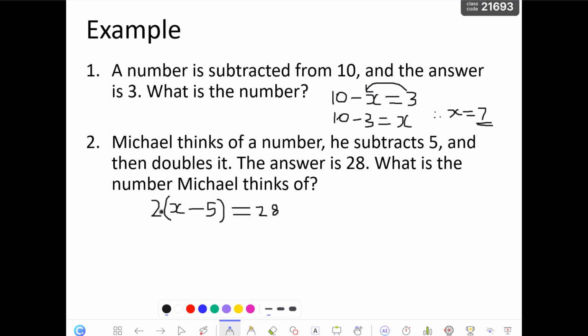So to solve this, you need to open this bracket. How do you open the bracket? The number outside, we multiply the numbers inside the bracket. So 2 times x now becomes 2x minus 2 times 5 now becomes 10. So you are just doing the number outside multiplying the number inside the bracket, equals 28. So after doing this, the next thing is collect like terms.